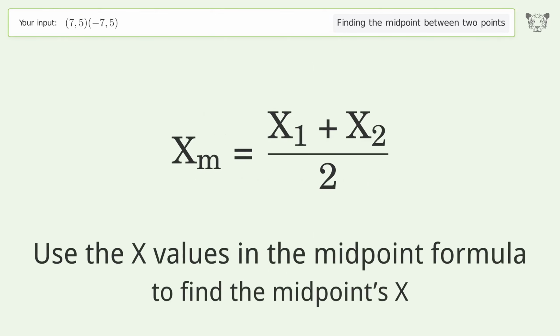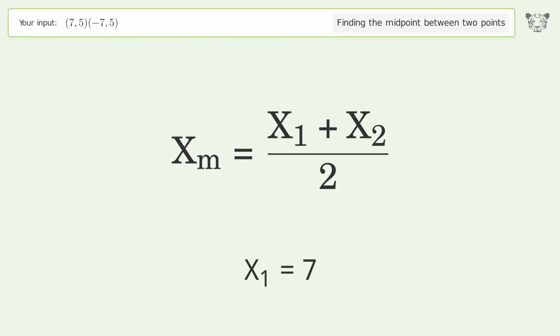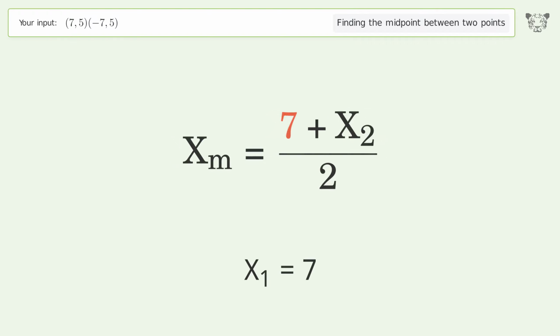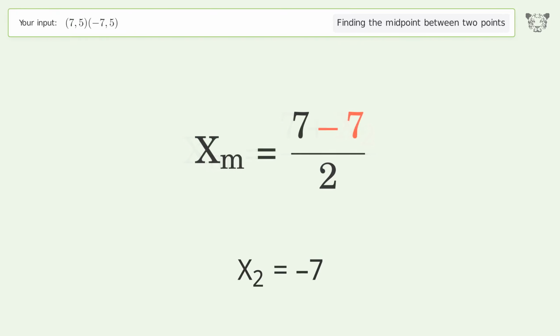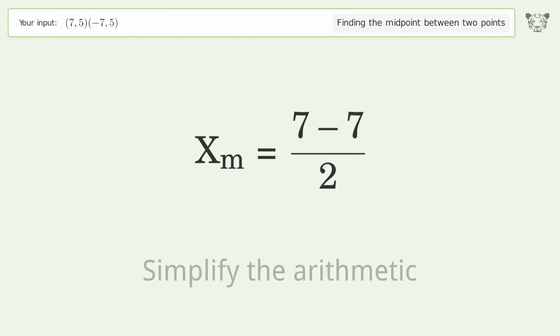Use the x values in the midpoint formula to find the midpoint's x. x1 equals 7. x2 equals -7. Simplify the arithmetic.